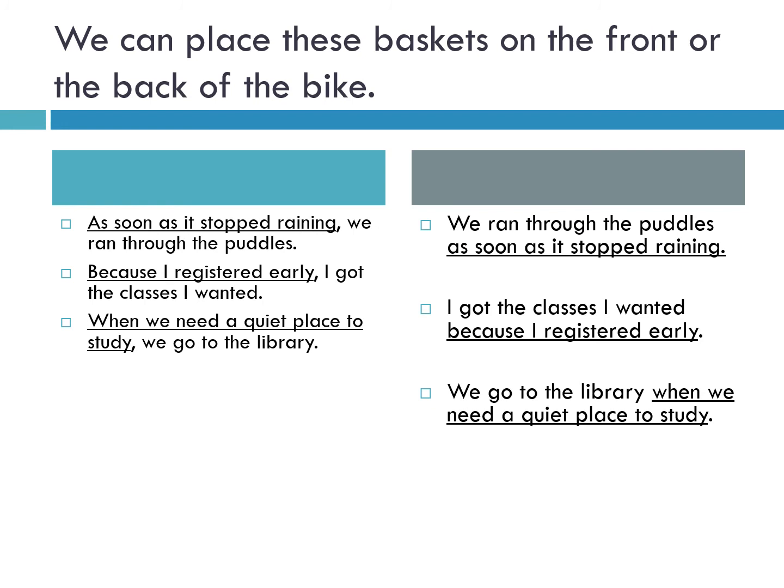When it comes to subordinating conjunctions, if you think of them like a bike basket, you can place them in the front of the bike with a comma, or you can place the basket in the back of the bike with no comma. I've just given you those examples. As soon as it stopped raining, we ran through the puddles. We ran through the puddles as soon as it stopped raining. So I hope that this makes sense.